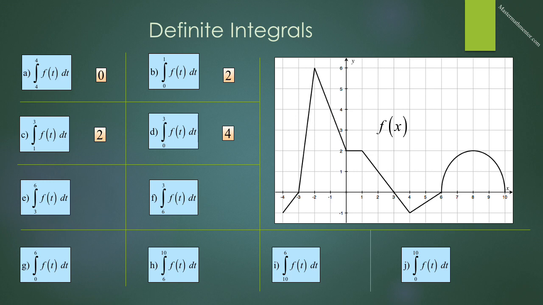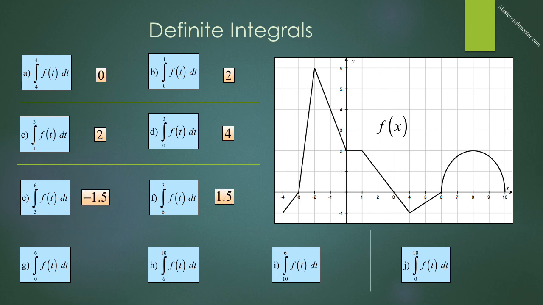C asks for the integral from 1 to 3 of f of t dt, and that is a right triangle with base 2 and height 2, which is 1/2 base times height, which is 2. D asks for the integral from 0 to 3 of f of t dt. And since we've already calculated the integral from 0 to 1, and then from 1 to 3, our answer is simply 2 plus 2, or 4.